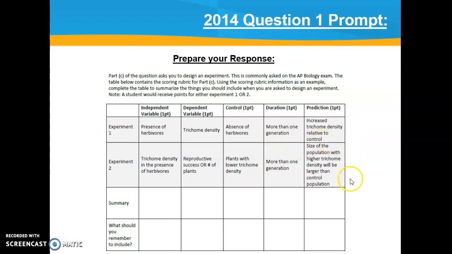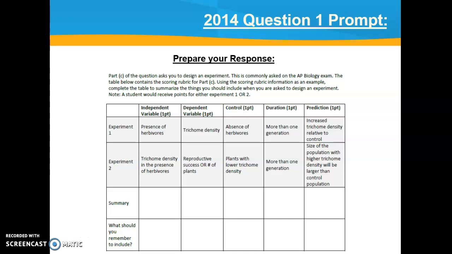And our prediction, how would we know if our hypothesis was supported? The population of higher trichome density should be larger than the one that had fewer trichomes, right? Because the trichomes are supposed to help protect those plants in the presence of herbivores. So for the population that had the trichomes, we should see them be able to survive more and reproduce more.